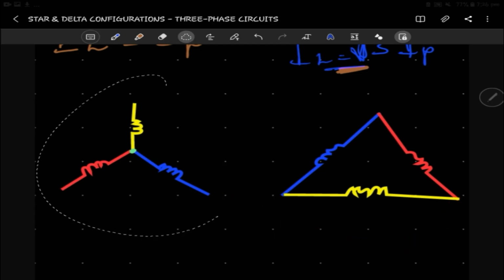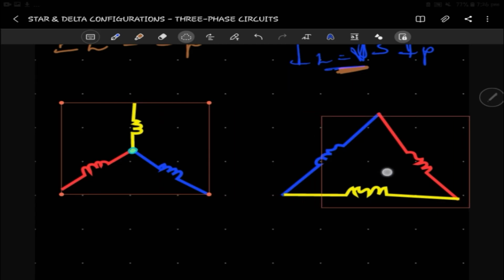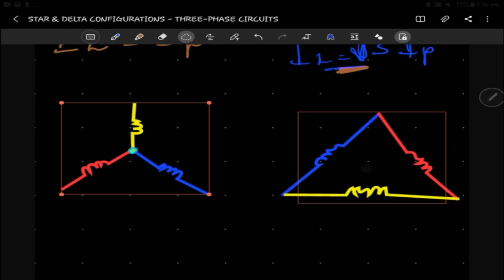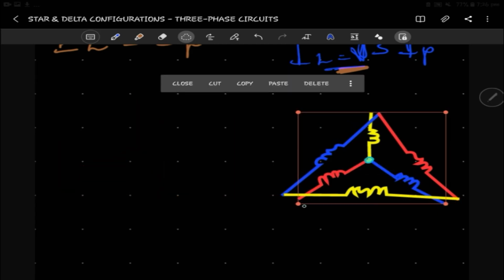And here, because we are talking about a balanced system, we're just going to use this example to work them out, right? So let's see.